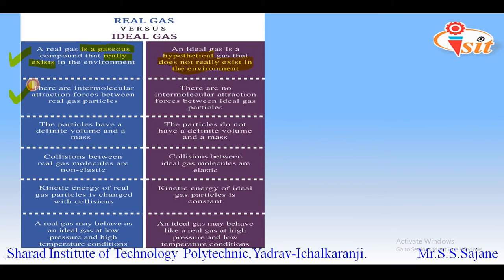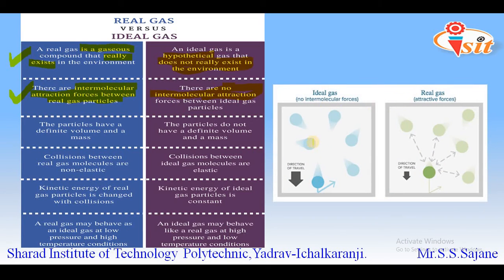The second differentiating point: in case of real gases, there are intermolecular attraction forces between the real gas particles, whereas in case of ideal gas there are no such intermolecular attraction forces between the ideal gas particles. In the figure we can see that in case of ideal gases, all the molecules are free and not acting with any kind of force on the nearby gas particles, whereas in case of real gases, each gas particle is acting with some force on the surrounding gas particles.